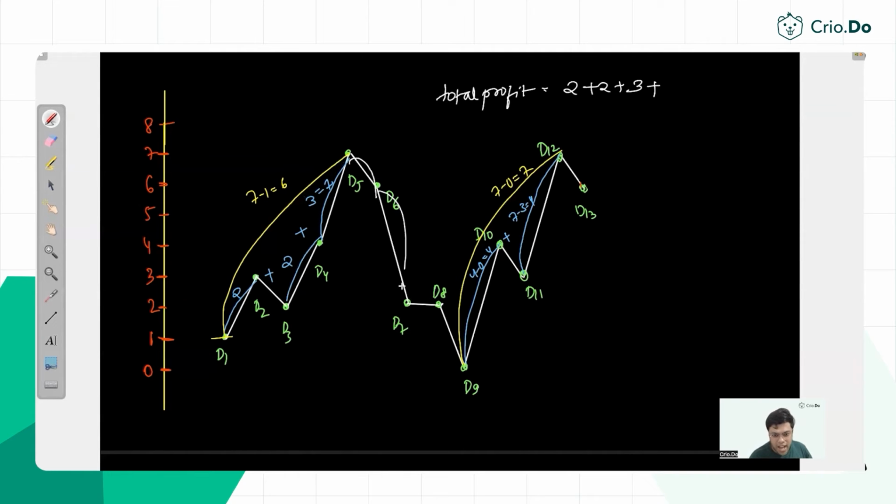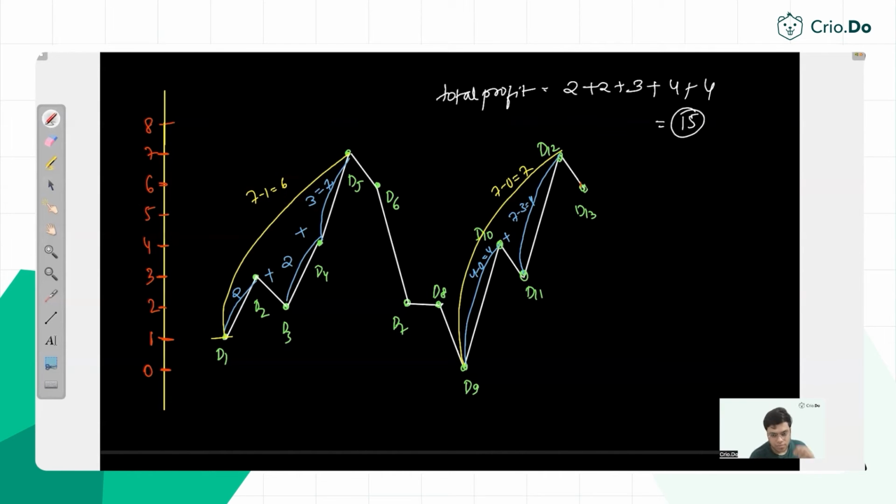Next, these are negative, so don't take them. These are negative or 0, don't take them, but take this profit 4, take this profit 4, and finally the last profit is negative, so don't take it. So the total profit we can say will be 7 plus 8, which is nothing but 15. 15 will be the total profit, if I am not wrong in the calculations. But the logic is pretty simple.